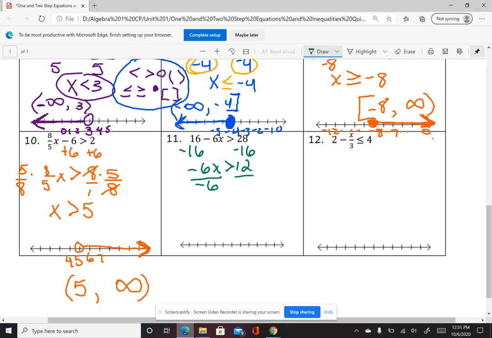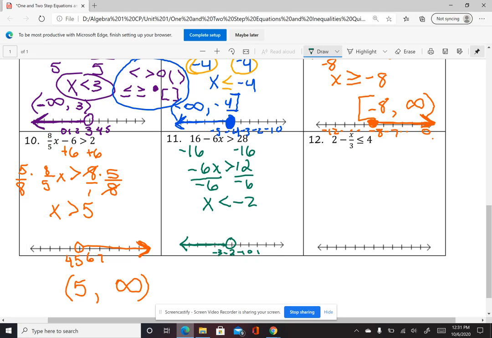Divide by -6 to get x alone. But since we divided by that negative, we need to flip our sign. So we now have x is less than -2. So we're going to find -2 on our number line. And it's an open circle because it's less than. It's less than, so we're going to the left. We want everything smaller than -2.